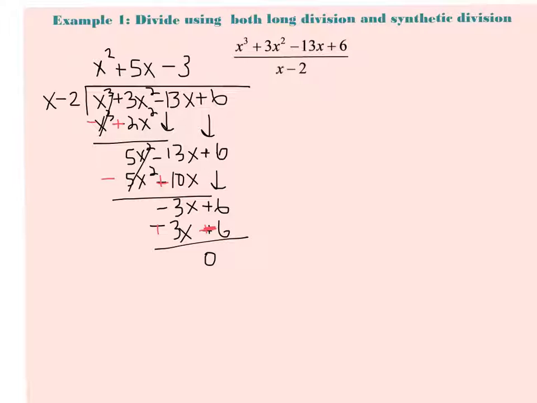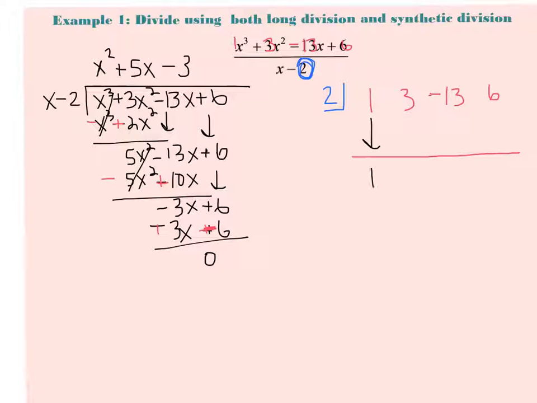So now let's do that with synthetic division. We're going to take our c value, the constant, remember x minus c, put that off to the side here. That's the number that we're going to keep multiplying with. Then I'm going to take all the coefficients: 1, 3, negative 13, and 6. I'm going to put a little line here.